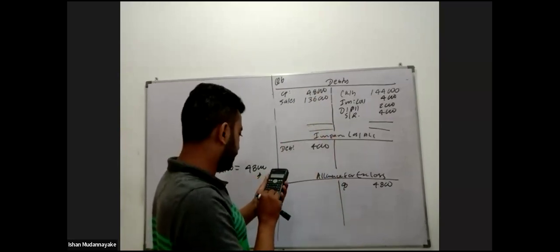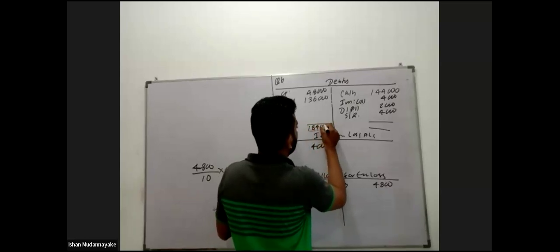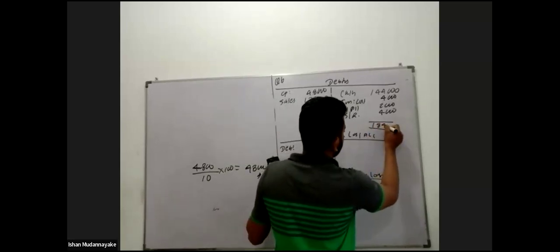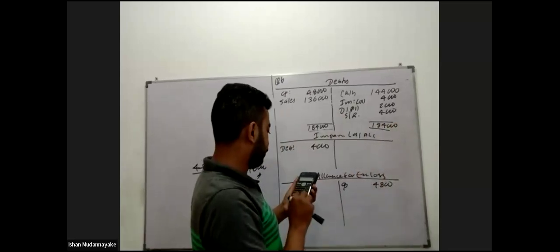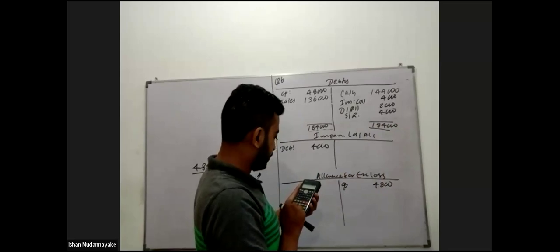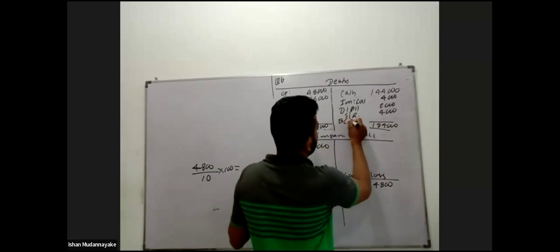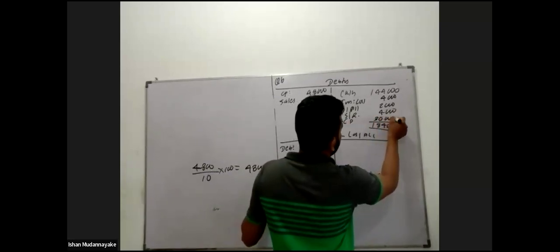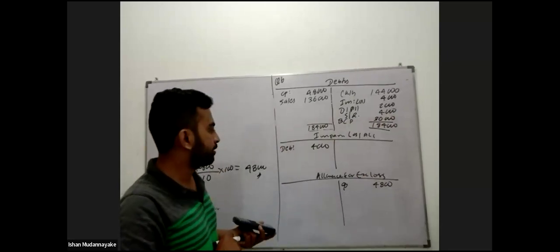Then 48,000 plus 136,000, 184,000. 184,000 minus 144,000, then 4,000, 8,000, 10,000. Then balance carried down 30,000. Closing debtors balance 30,000.